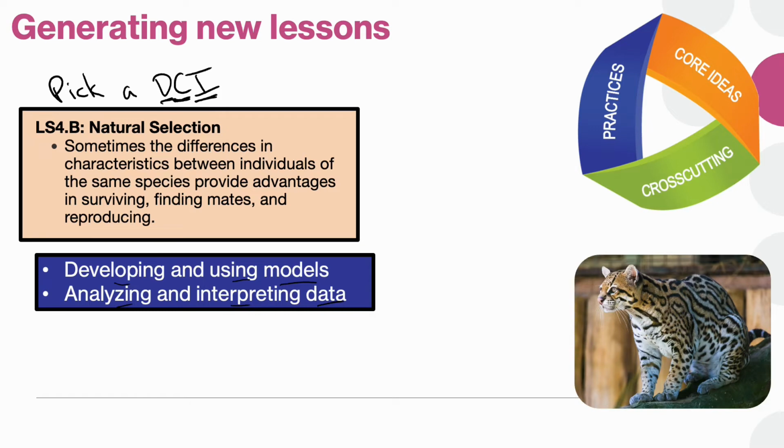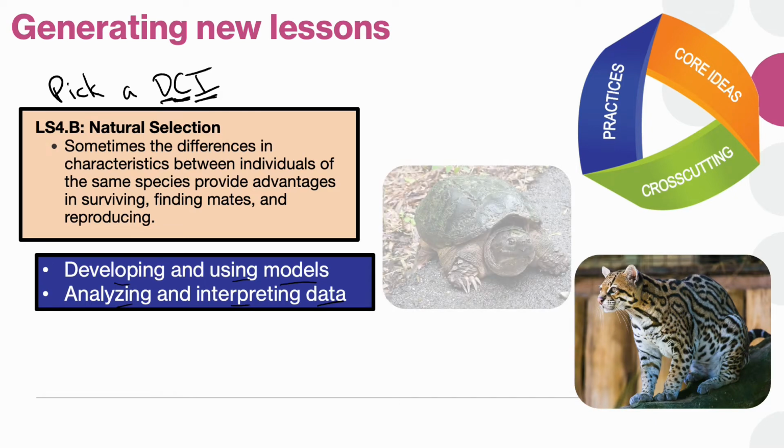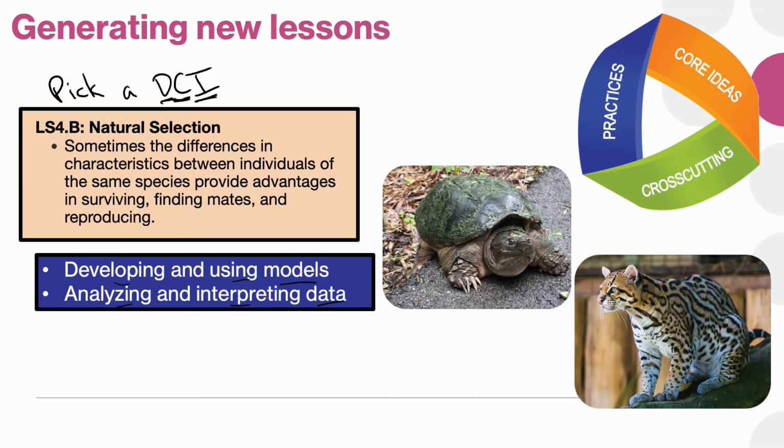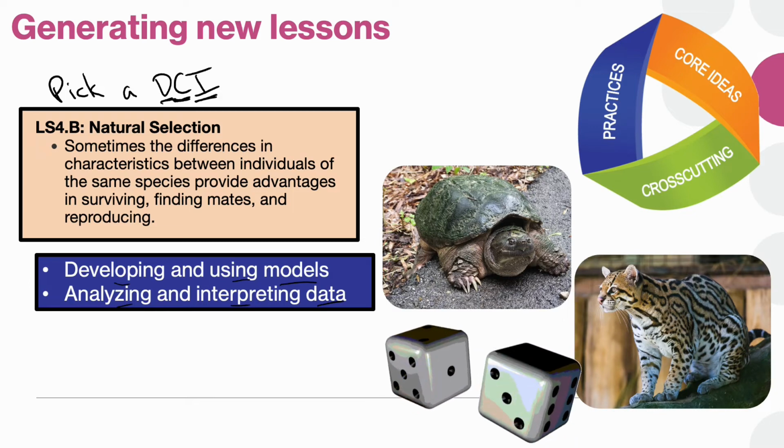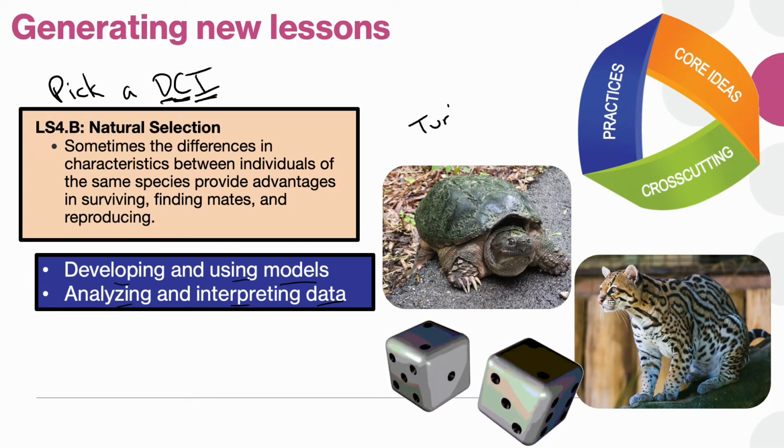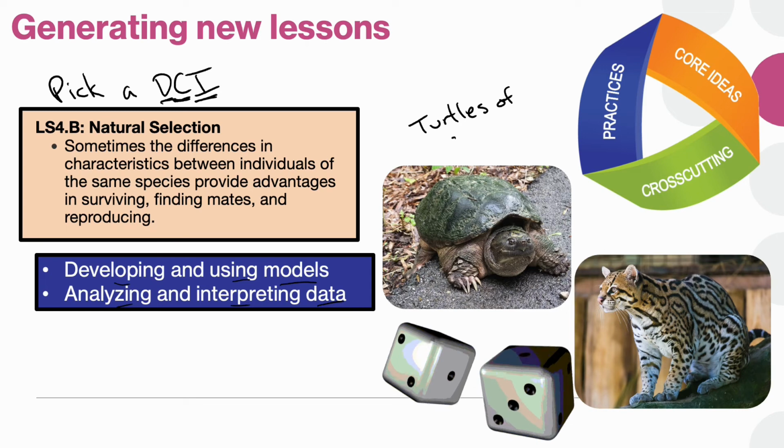So I developed this scenario where we have predatory cats. This happens to be an ocelot, but it's a hypothetical cat in my lesson. And turtles. This is a snapping turtle, but I just use a generic hypothetical turtle. And we use dice and probability. I have turtles of differing weight.